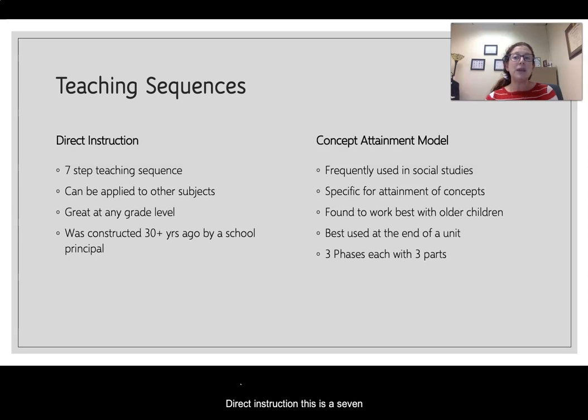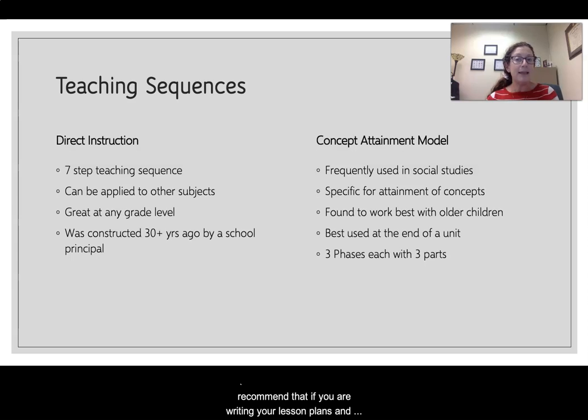So direct instruction, this is a 7-step teaching sequence. It can be applied to almost all subjects. It's great at any grade level, and it was constructed over 30 years ago by a school principal. Concept attainment is used frequently in social studies, and it's very specific to the attainment of concepts. It's found to work best with older children.